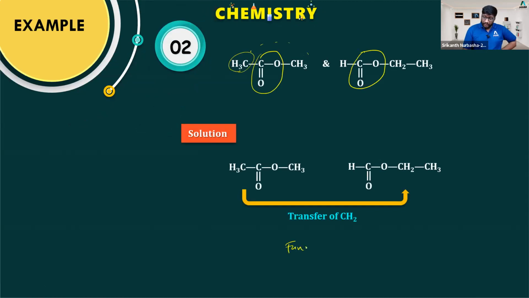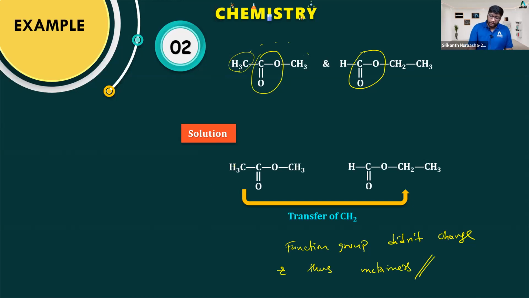The functional group didn't change, and thus they are metamers. If the functional groups are changed, then I have to include it in functional group isomerism. Because of shifting of CH2 to the other side, we have two different alkyl groups on two different sides. So that is why these two compounds are said to be metamers.